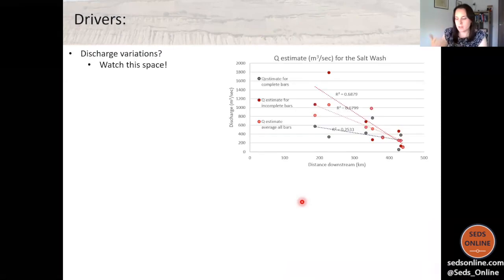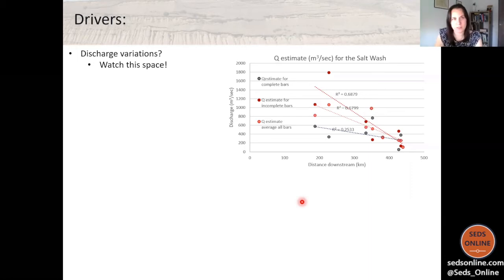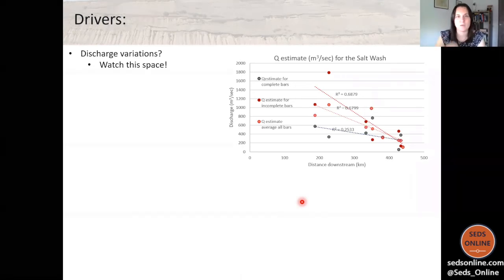So I was quite interested in understanding these variabilities, and this is really recent work that I'm doing with Adrian Hartley. What we wanted to look at is whether we could see discharge variations at the local scale. I've talked about large-scale changes and whether we see them or not, but actually at a small, autocyclic scale, can we see anything? So what we've been able to do is estimate the discharge for a number of sites on the Salt Wash. I don't have time to go into the details of how we did this. This is work in progress, to be submitted imminently once we finish off the paper.